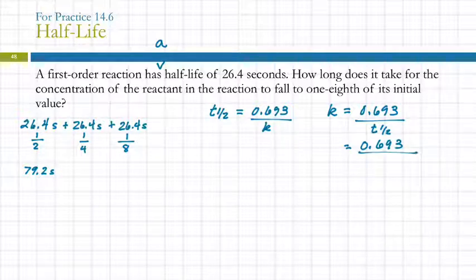0.693 divided by 26.4 seconds is 0.02625. Well, that doesn't answer the question. But we could use that in the integrated rate law and find out how long it took.